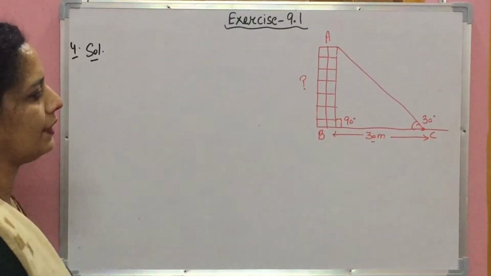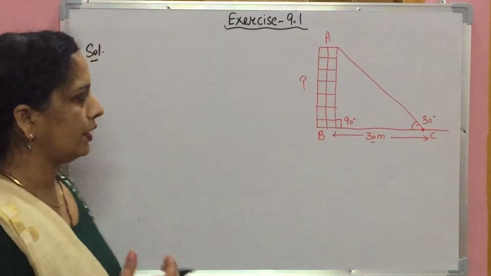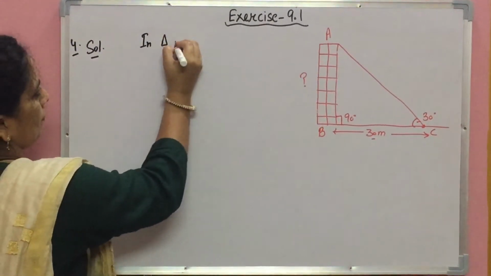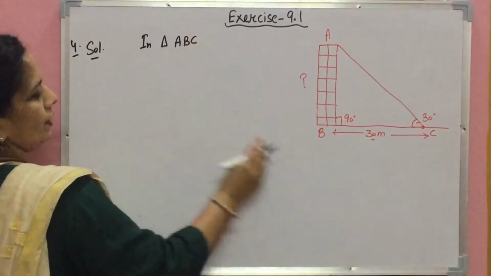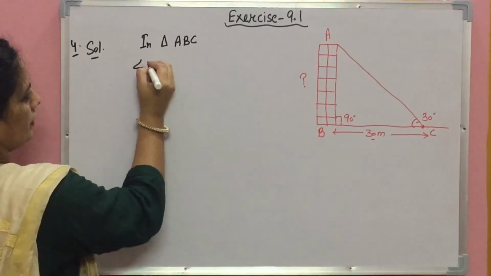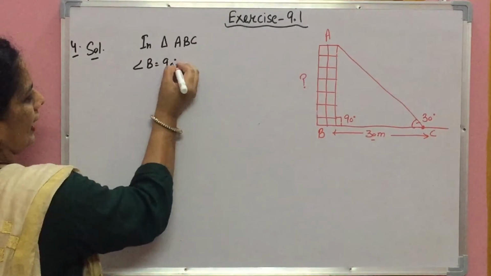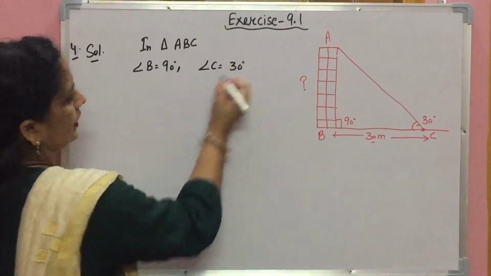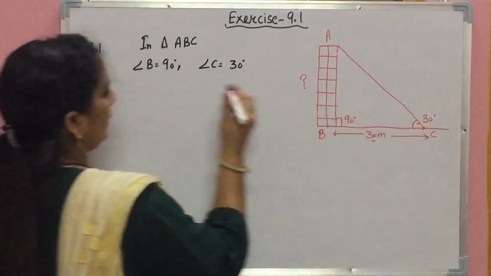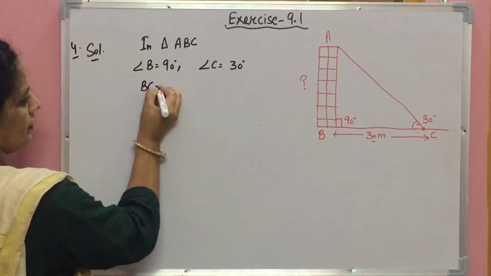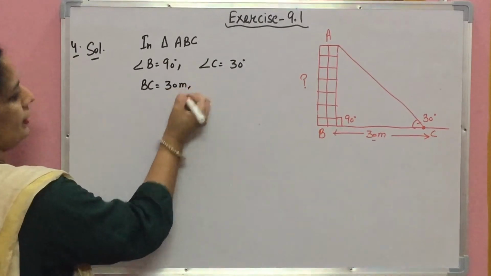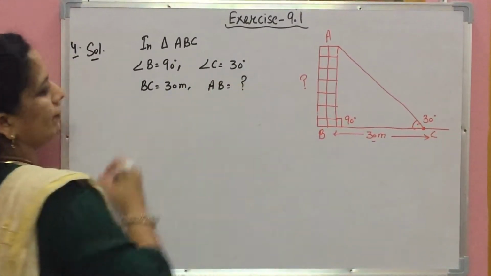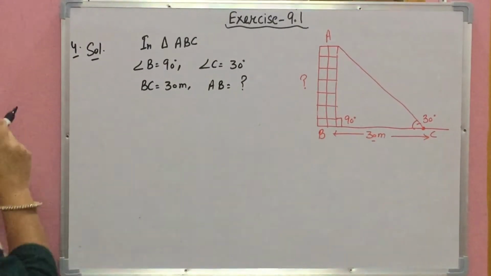First of all, we will write the data which is given in this question. Triangle is ABC, angle B is 90 degree, angle C is 30 degree, and the side BC is 30 meter, and the height of the tower we have to find out. So follow the same method.